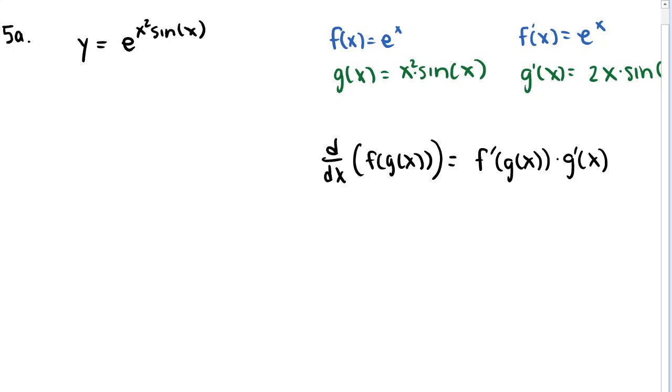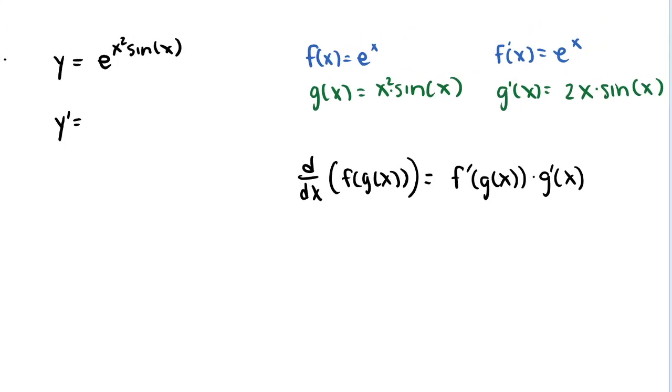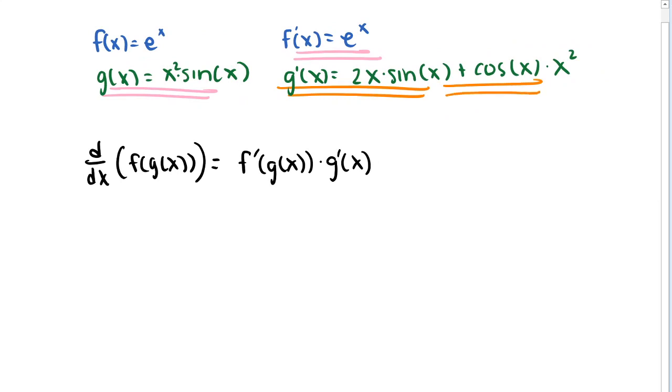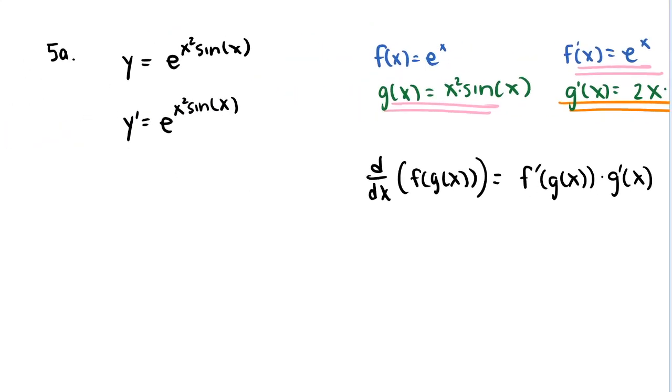Okay, so if I want to find y prime, then we're going to take the outer derivative, so e to the x, evaluated at the inside function. So here we just get the same expression actually, right? So e to the power x squared times sine of x, and then we multiply it by this derivative of the inside function. Right, so here it's 2x sine of x plus x squared cosine of x.